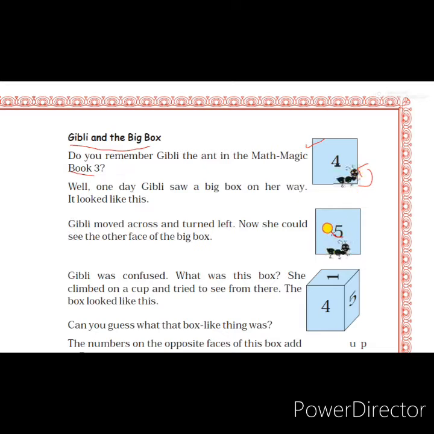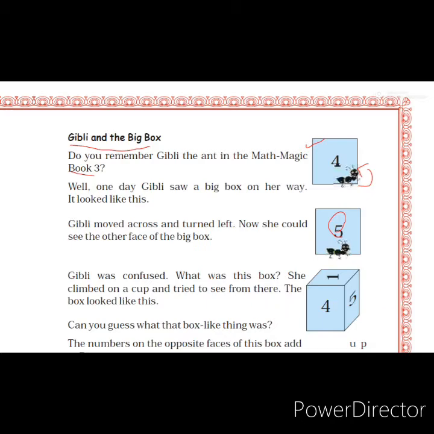Now Ghibli was confused. What was this box? She climbed and tried to see from there. The box looked like this. When she was confused, she climbed on the top of the box. When she climbed there, she saw the box this way. See the third picture. Then she saw all the faces of the box.